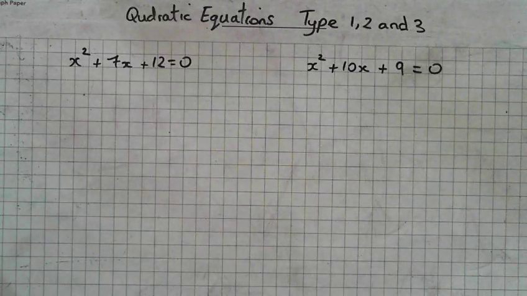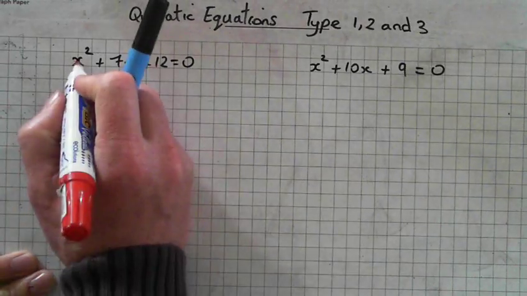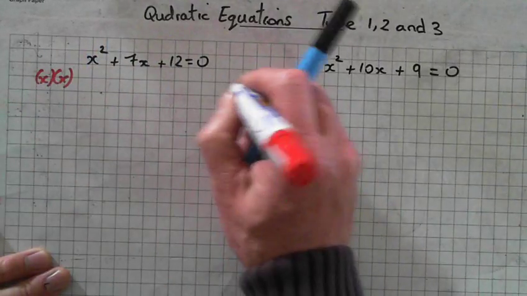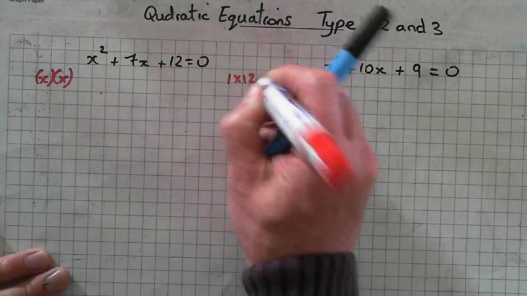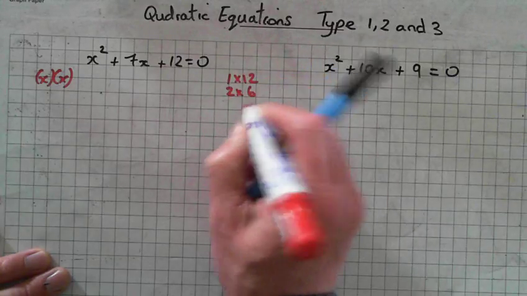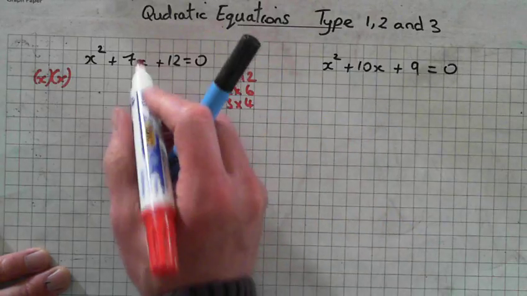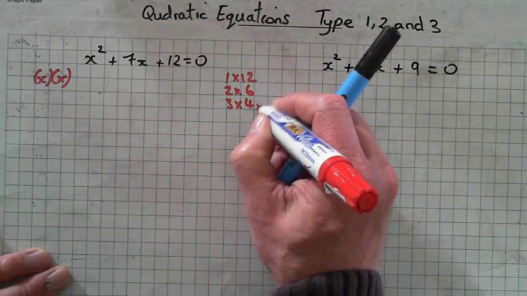Okay, what are the factors of x squared? x by x. The factors of 12 are 1 by 12, 2 by 6, and 3 times 4. Which pair will add up to 7? That one, 3 and 4.